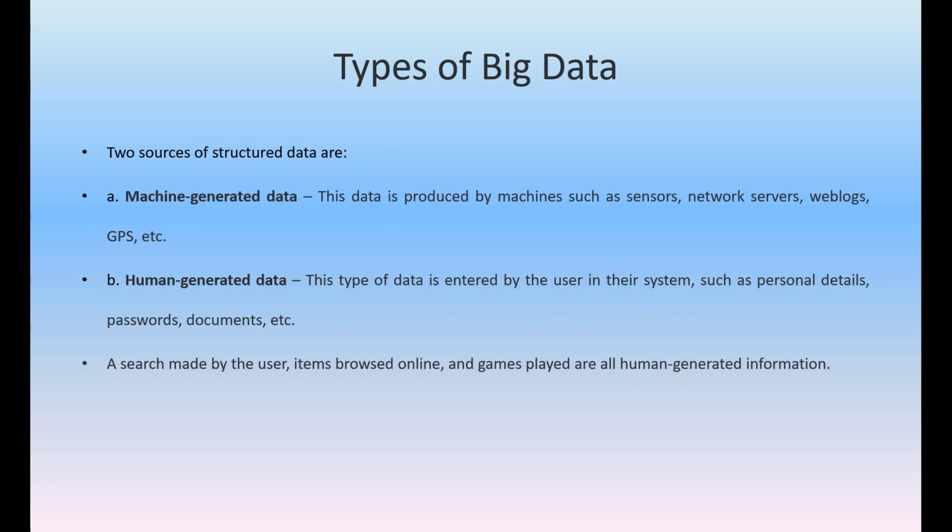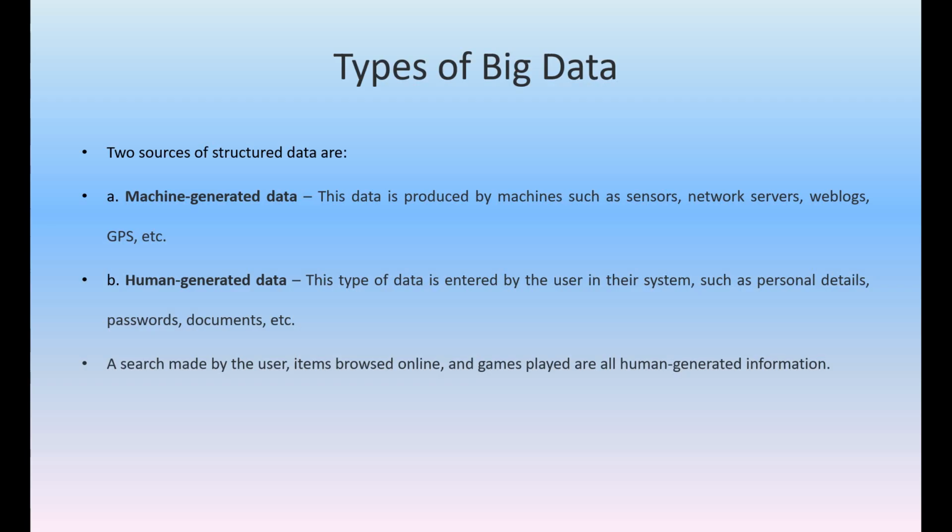The next question is: what are the two sources of this structured data? Number one, machine generated data. Number two, human generated data. So what is machine generated data? Normally this data is produced by machines such as sensors, network servers, web logs, GPS, etc. For example, router servers maintain some kind of databases, and web logs and GPS are also kinds of databases.